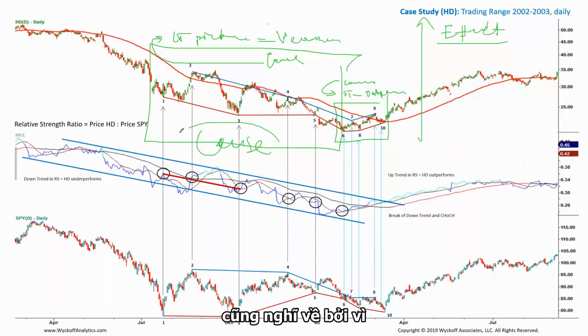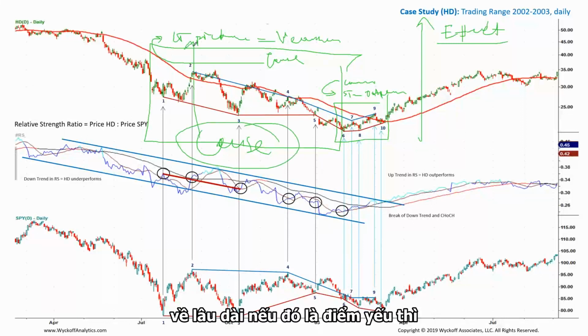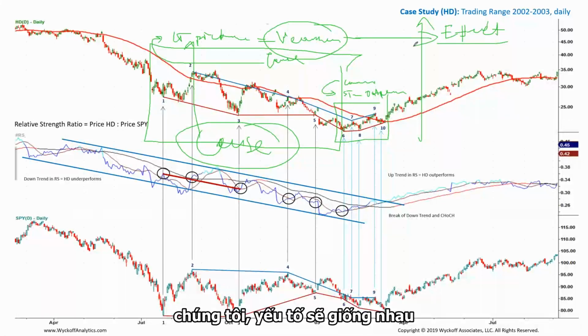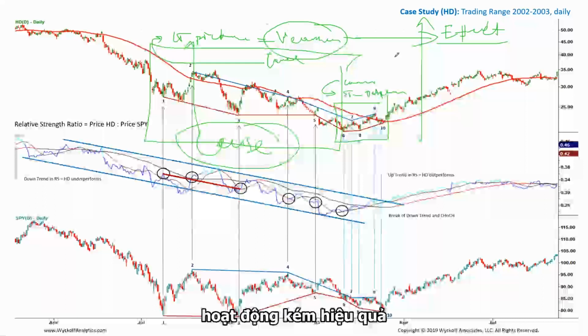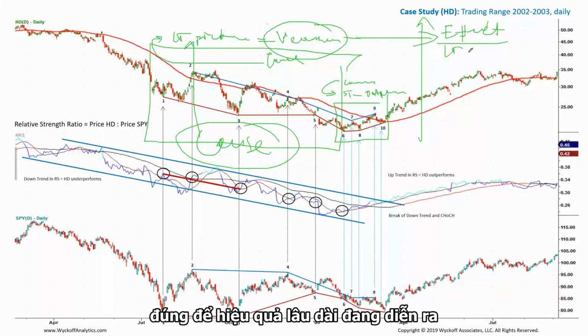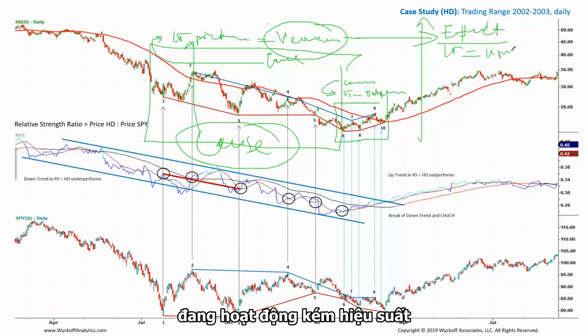Think about the cause for the long term. If it's weakness, then the effect is going to be the same, right? Okay, so if the long-term picture for this trading range suggests that institutions are not buying, then the long-term performance is probably going to be underperformance, right? So the long-term effect is going to be underperformance. I'm tracking with you. Yeah.